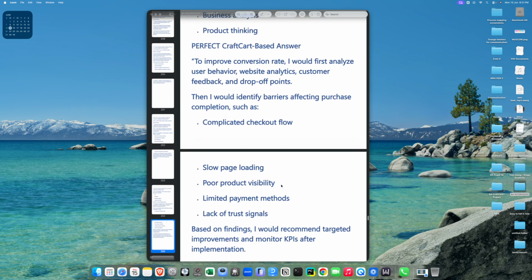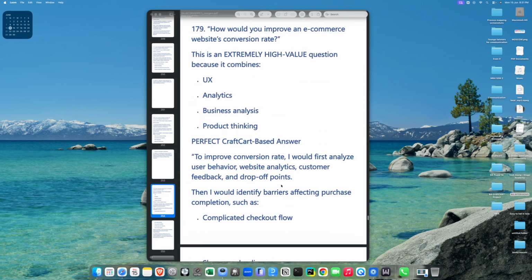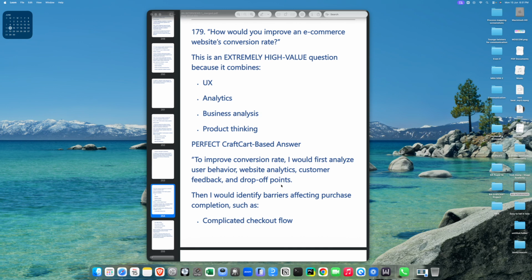So I think it's a very straightforward answer as usual. What is conversion rate? Conversion rate is basically the purchase completion rate. If there is a conversion, then only there is profit for the website. So to improve the conversion rate, the BA has to first analyze the user behavior, how the user is behaving around the website. Analytics is how much time it's taking for a user to purchase a product. So that comes under website analytics. Customer feedback, there's an option to rate the website. That's how you get the customer feedback.